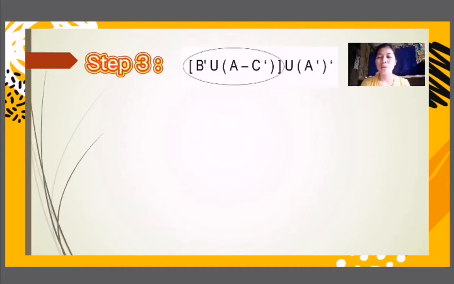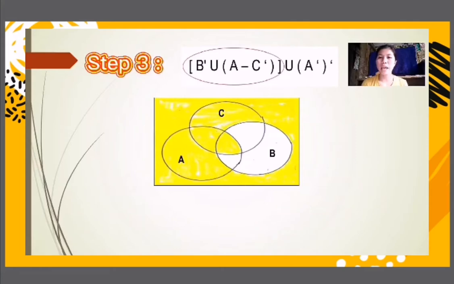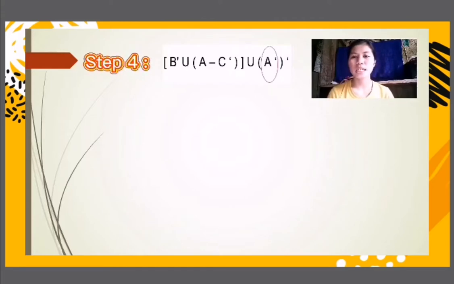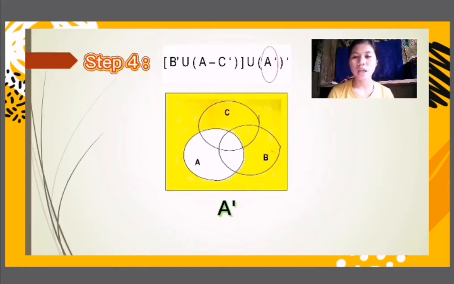Next is step 3, which is the union of B complement and A minus C complement. This illustration shows the shaded set of B complement union with A minus C complement. Step 4 is the A complement. This illustration shows the shaded set of A complement. As we can see, almost all parts were shaded. This means all elements in the universal set but not in A.